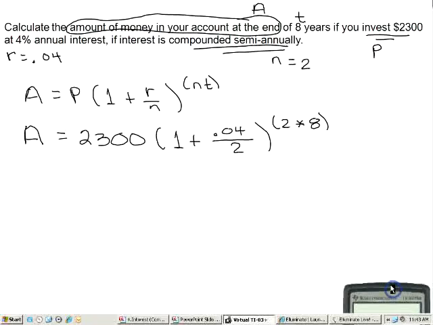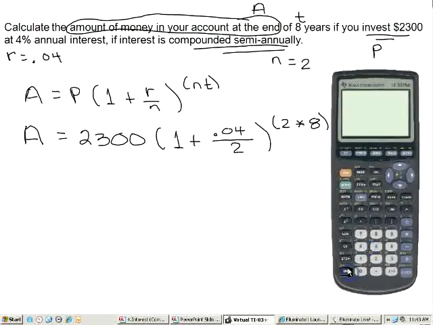Now we're going to be able to type this directly into our calculator. So we take 2,300 and then open parentheses 1 plus 0.04 divided by 2, close parentheses. Now raised to the, our exponent key, our power key, is right above the division symbol and right below the clear button. This is the exponent key. Now you've got to put parentheses around your 2 times 8, otherwise your calculator will give you the wrong answer.